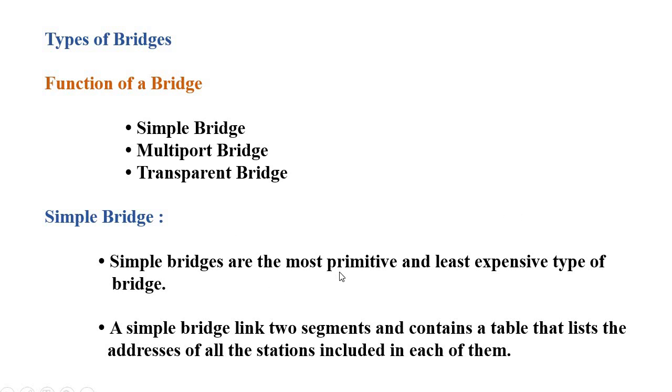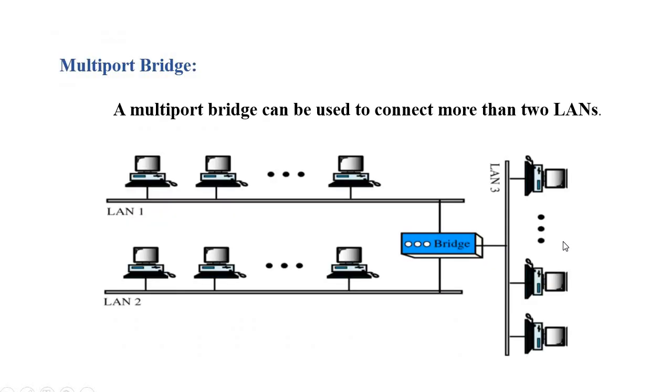Simple bridge. Simple bridges are the most primitive and least expensive type of bridge. A simple bridge links two segments and contains a table that lists the addresses of all the stations included in each of them. The next one is the multi-port bridge. A multi-port bridge can be used to connect more than two LANs. Here we have LAN 1, LAN 2, and LAN 3. LAN 1 and LAN 2 are connected by a bridge, and LAN 3 is also connected by a bridge. That is called a multi-port bridge.